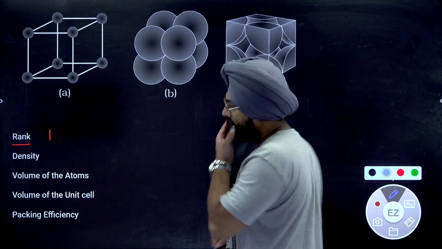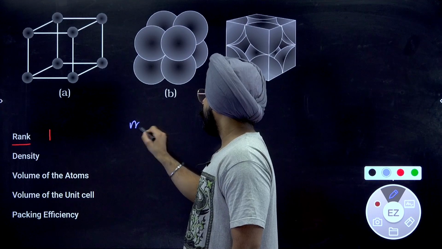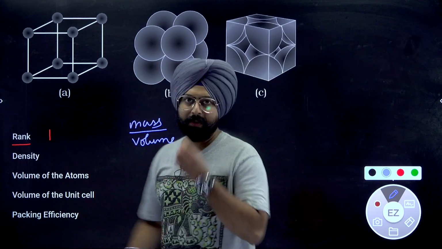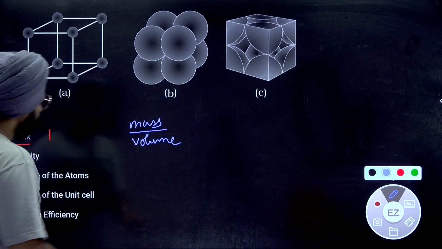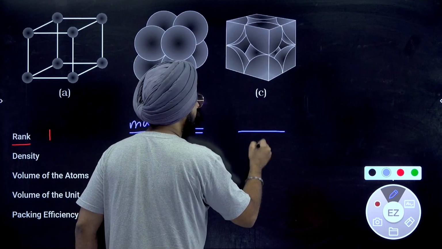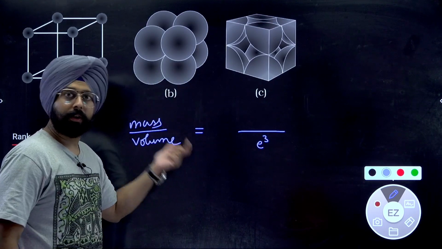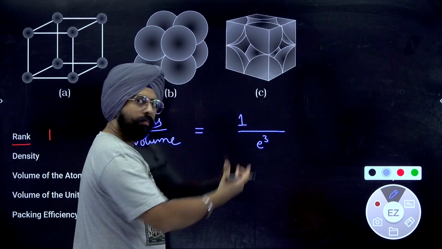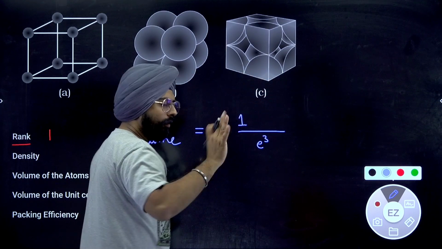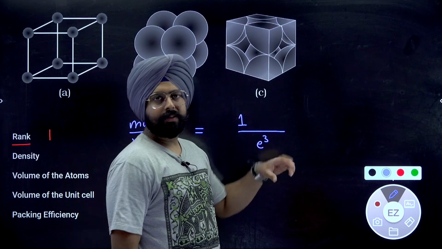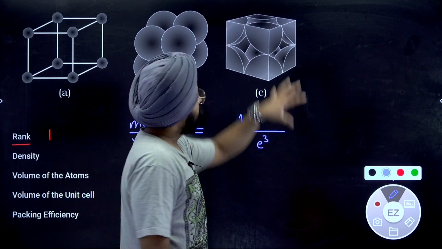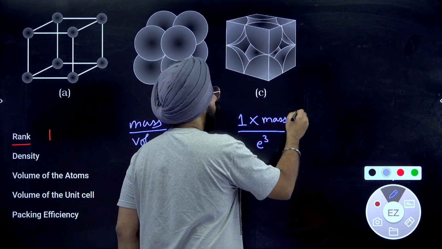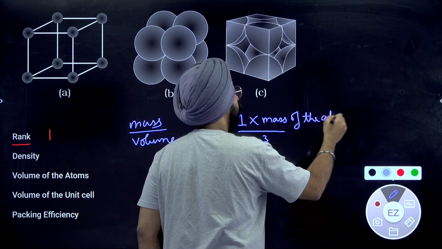Let's talk about density. Density is what? Mass upon volume. Isn't it? So for the simple cubic case, what's the volume? We know what's the volume. The volume is just edge cubed. What will be the mass? The mass will be 1 times the mass of this atom. 1, that is the rank. There is 1 atom inside this unit cell, right? I'm calling it out explicitly because in other unit cells the number will be different. So since there is just 1 atom over here, 1 into the mass of the atom.